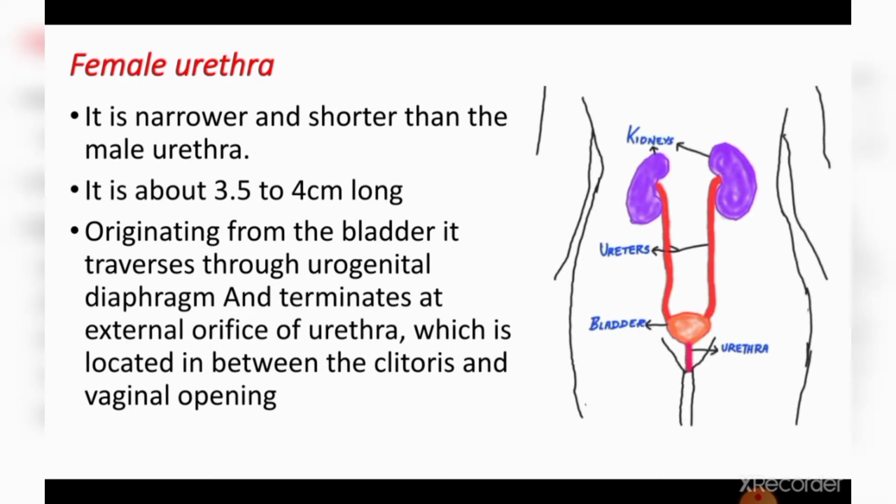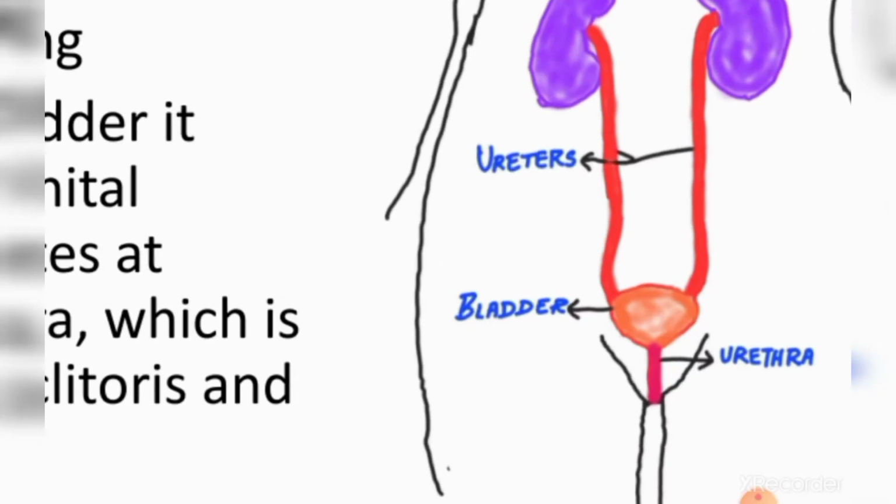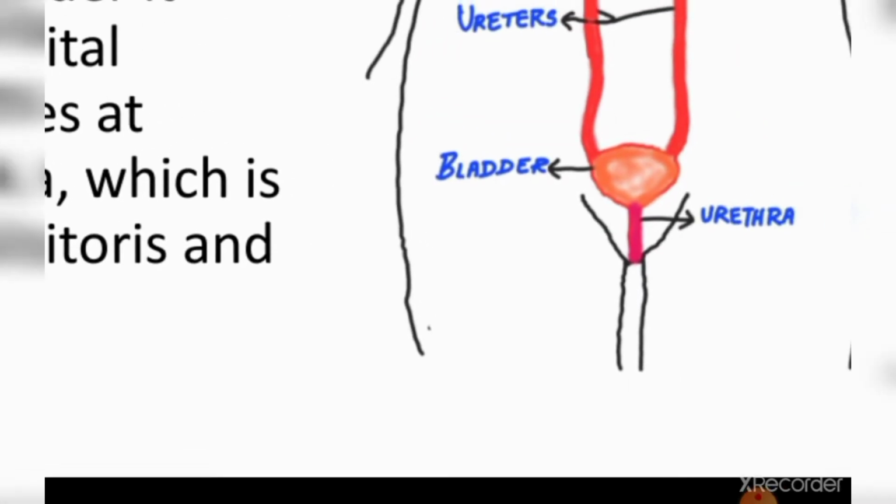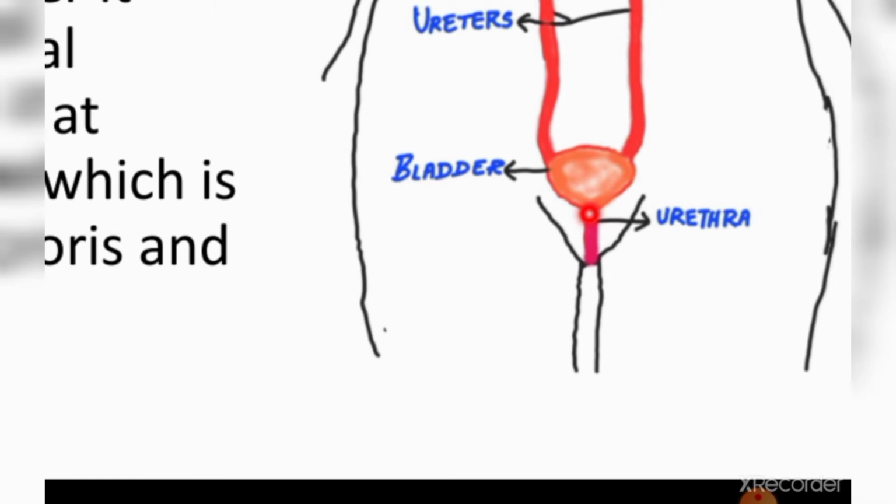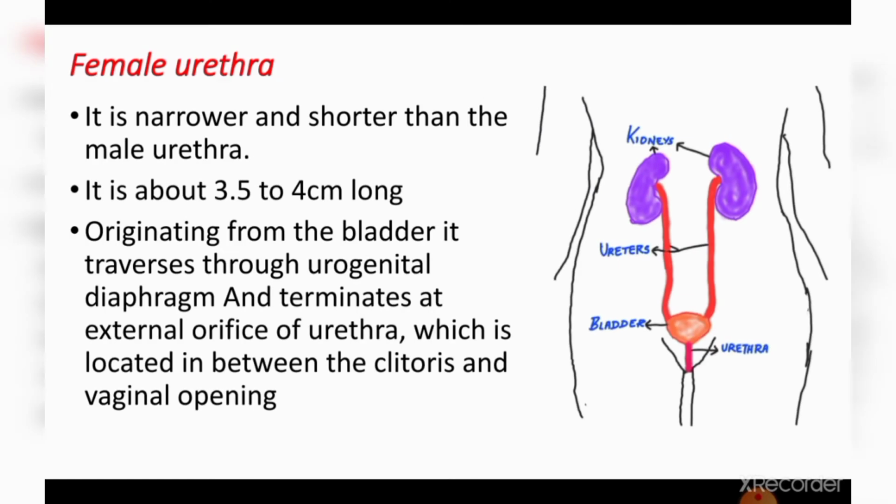Coming to the female urethra, it is narrower and shorter compared to the male urethra. It is only about 3.5 to 4 centimeters long, originating from the bladder and traversing only the urogenital diaphragm, and it terminates at the external orifice of the urethra. So this is the female urethra, which is only about 4 centimeters long. The external orifice of the urethra lies between the clitoris and the vaginal opening.